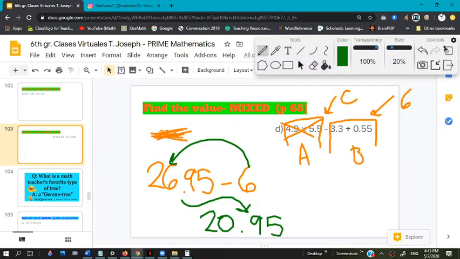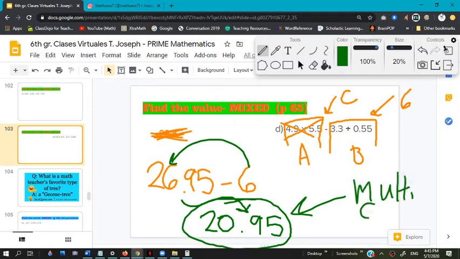20.95 should be your answer for letter D. Okay? All right, we've done lots of problems, boys and girls. These are pretty difficult because they're multi-step problems. Now, we're going to make it even more difficult with some problems with parentheses.